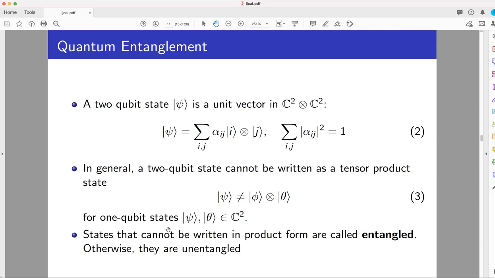So quantum entanglement is quite important. It corresponds to so many important properties.